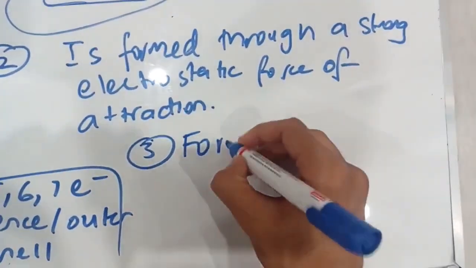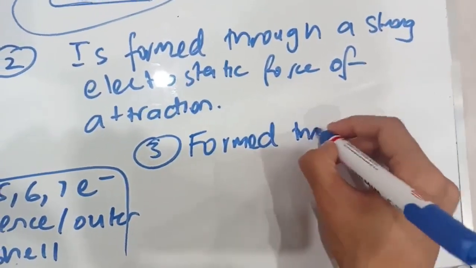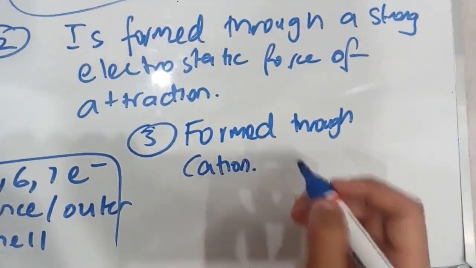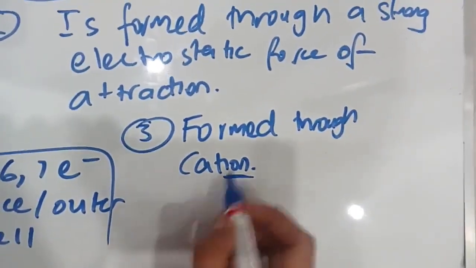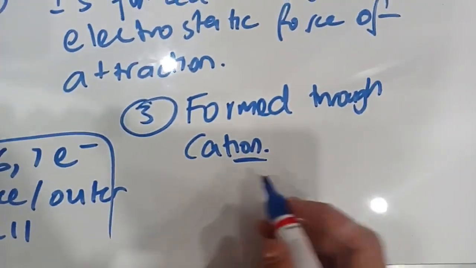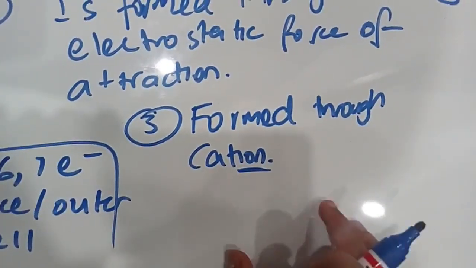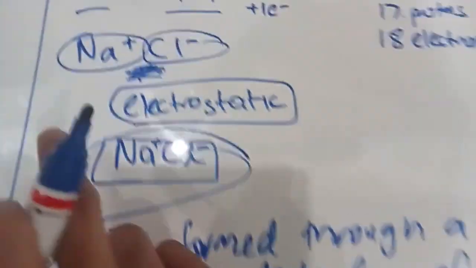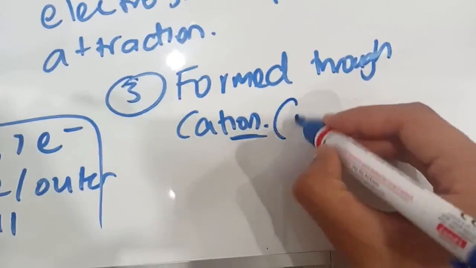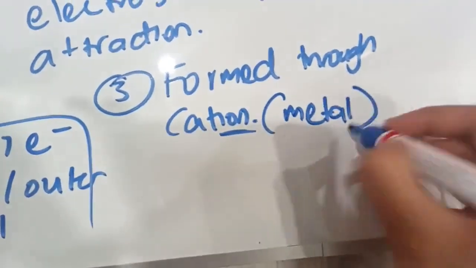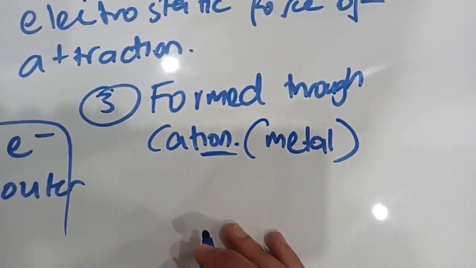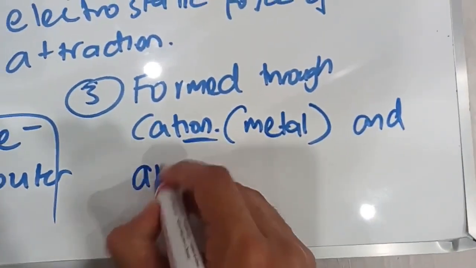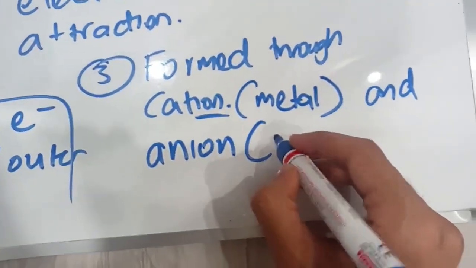Third key point: formed through a cation. What is a cation? A cation is a positively charged ion. And what was our positively charged ion? The sodium. And so the positively charged ion is always a metal, formed through a cation, which is the metal, and anion, which is the non-metal.